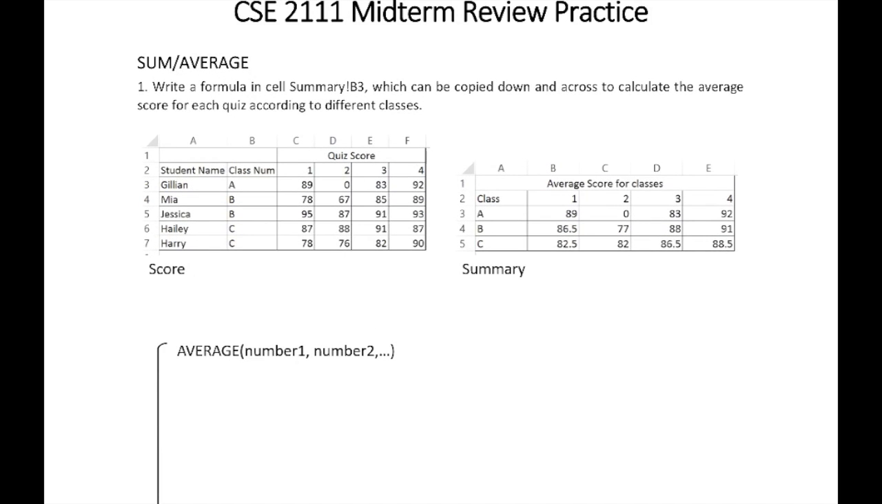So write a formula in cell summary B3. Here is summary B3, which can be copied down. And of course, every time we match these two words, we know it's talking about the dollar sign, to calculate the average score for each quiz according to different classes.